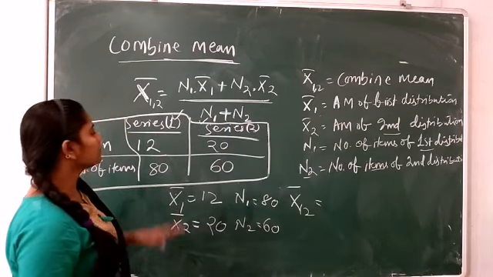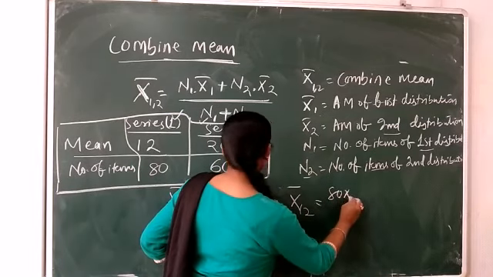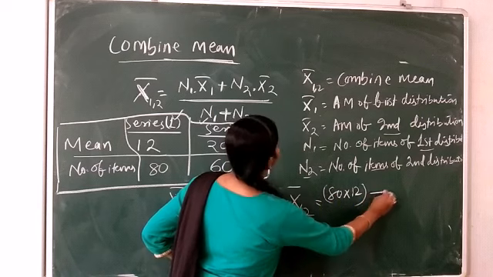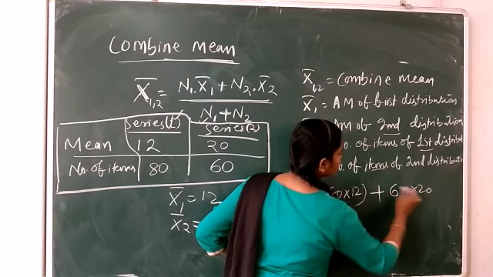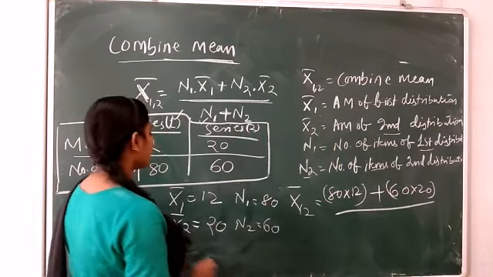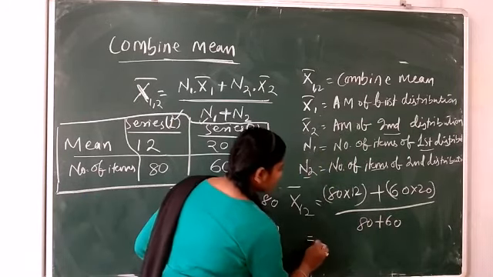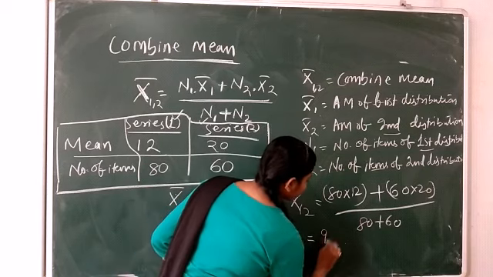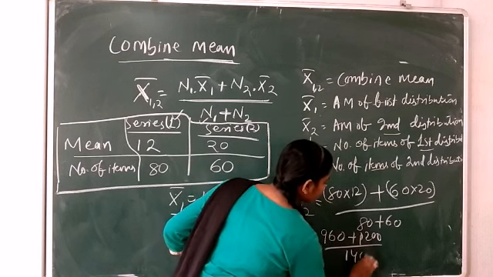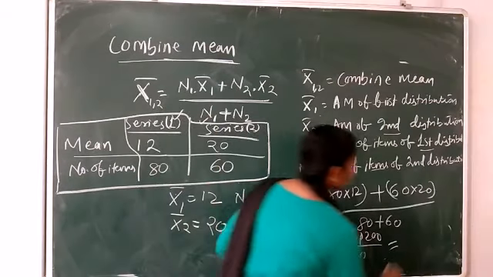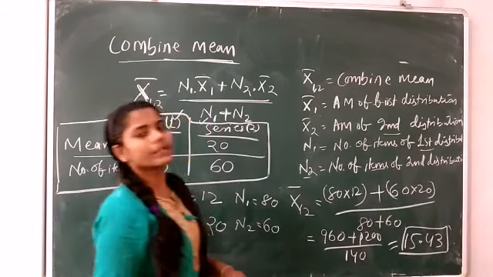So as per the formula, that is n1 into mean 1, so that means 80 into 12 plus n2 into mean 2, that means 60 into 20, all divided by n1 plus n2, that is 80 plus 60. Then we solve this. 12 into 80 equals 960 plus 1200 divided by 140. So the answer will be 15.43. The combined mean will be 15.43.